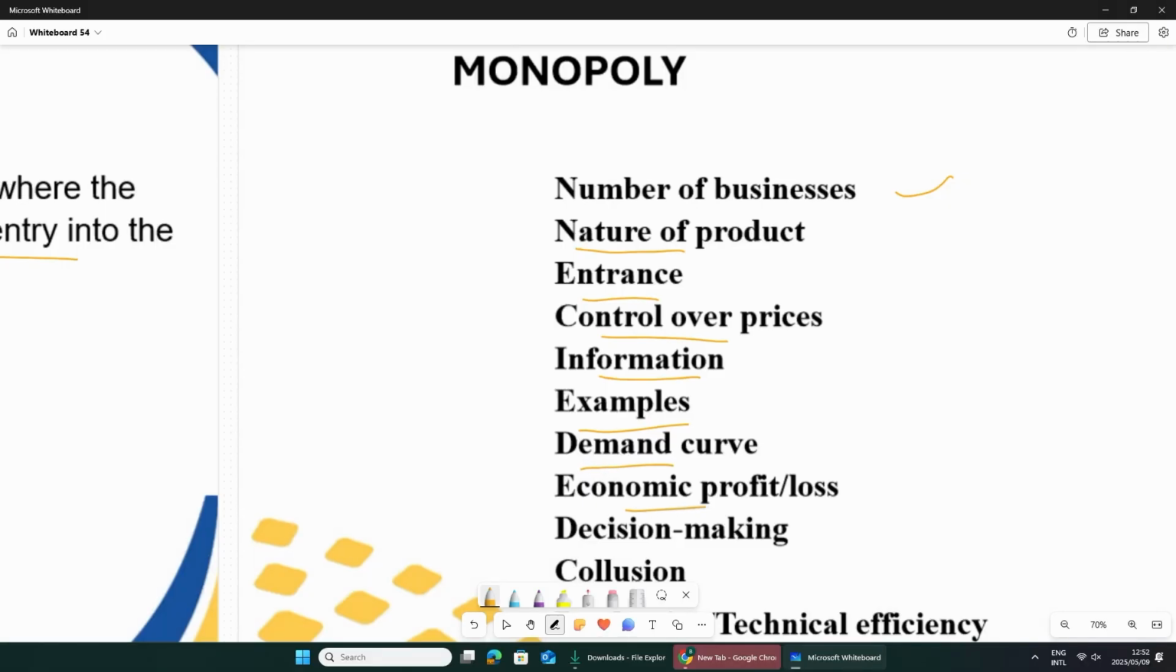Moving on, we're going to look at monopoly under the following subheadings. We're going to look at the number of sellers, the nature of the product, entrance into the market, control over price, information. We're going to also look at some examples: demand curve, economic profit and loss, decision making, collusion, productive or technical efficiency, and also allocative efficiency.